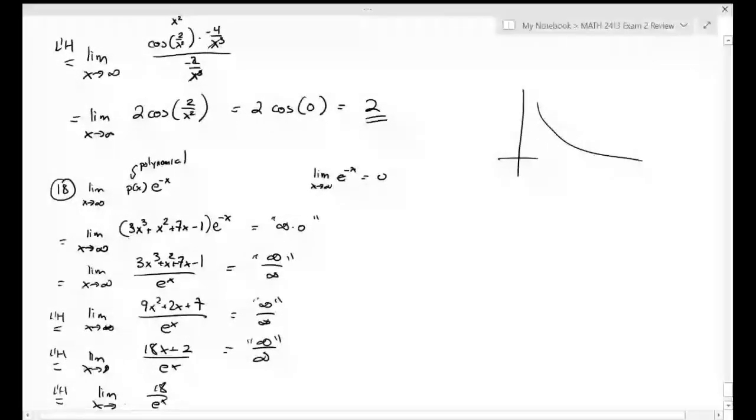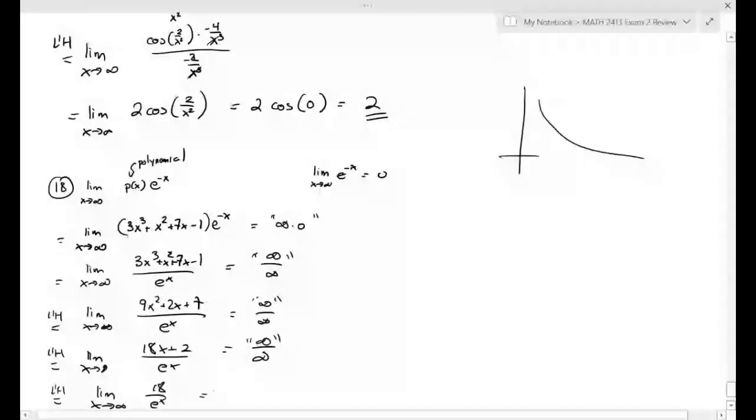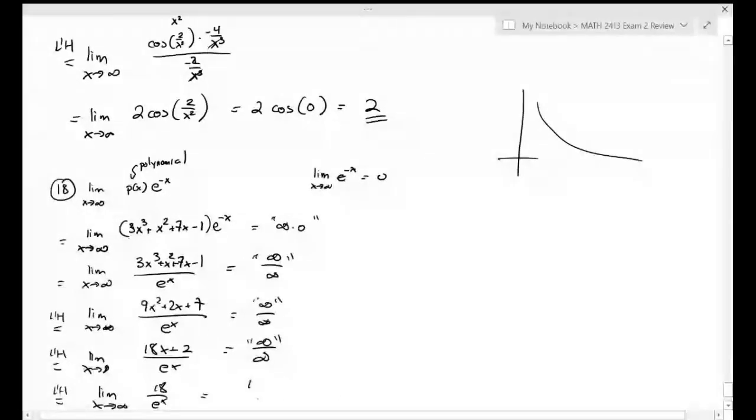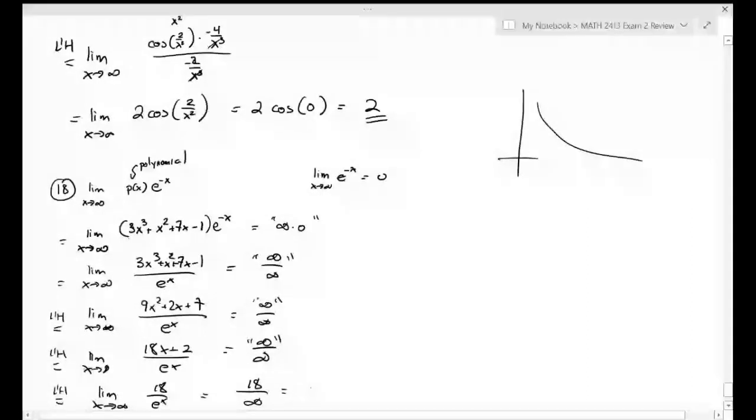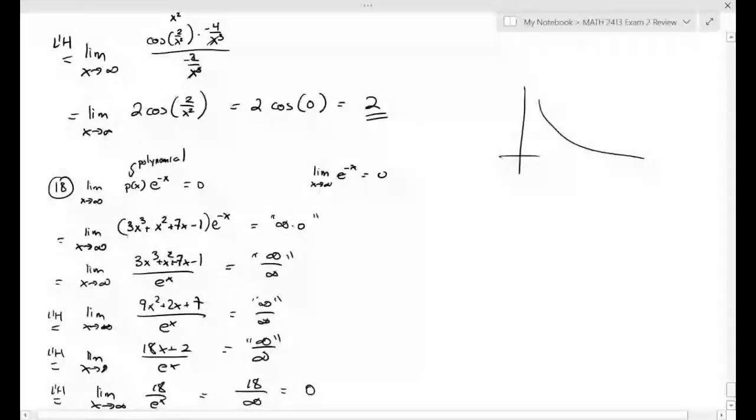But that's it, right? That's 0, because the numerator sticks, but the denominator is now growing exponentially. So you get finite over infinity, which is 0. So the answer is that this goes to 0. So indeed, the exponential always wins. The exponential's behavior is going to determine the behavior of polynomial times exponential. You can even go to positive infinity, it still works.